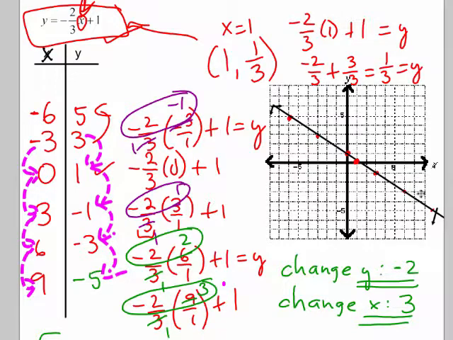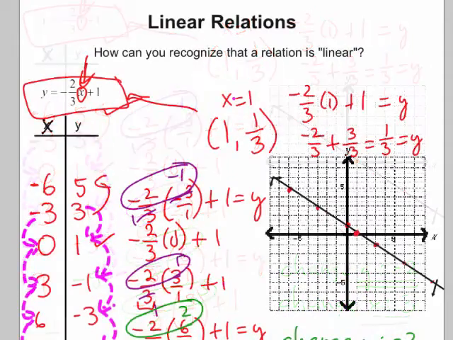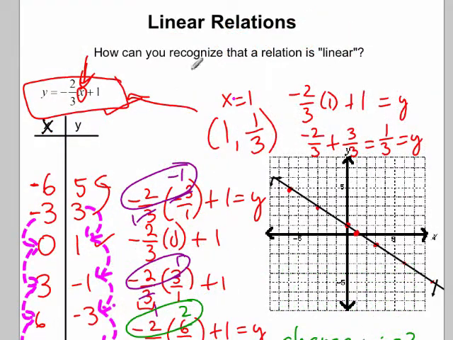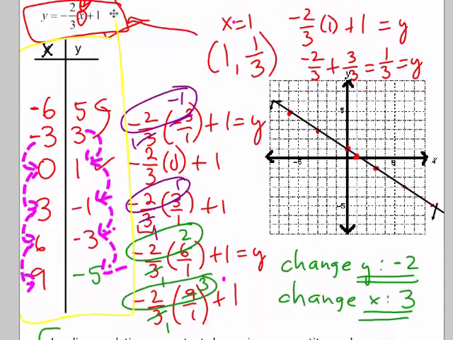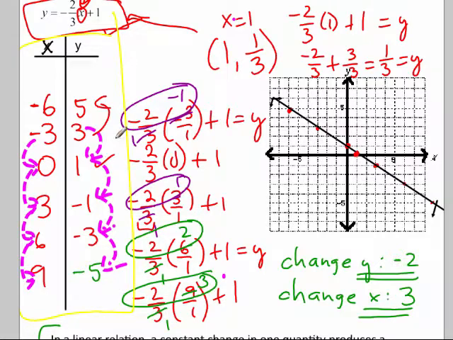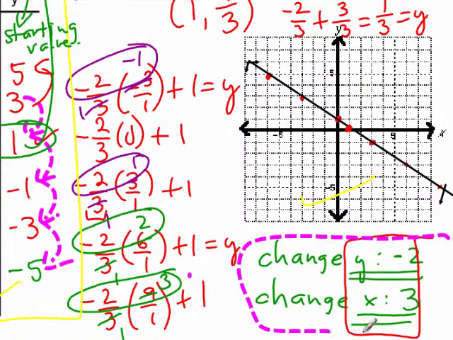I join with a solid line to show that all points in that pattern are part of this relation, because it's not possible for me to find every single point in my table. So we've answered the question, how do you recognize a relation as linear? By looking at the table of values, by looking for a constant change in y with a corresponding constant change in x. In terms of this rate of change, by the way, you can also see it on the graph.